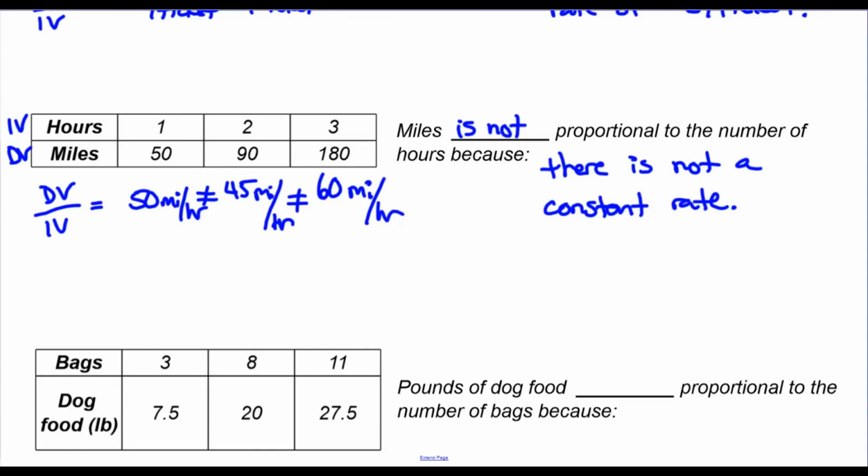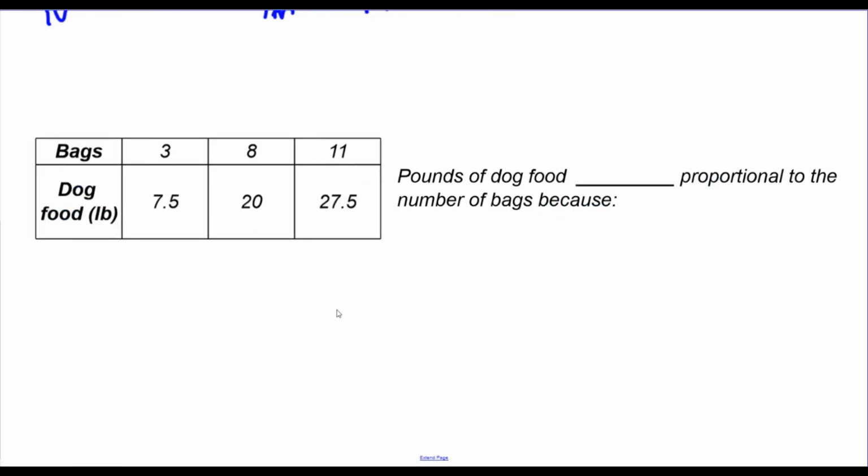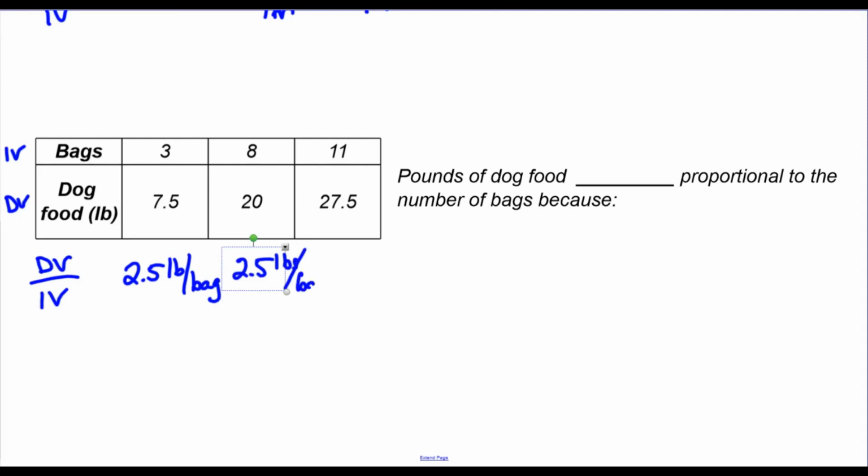And then let's take a look at this last one here. We have the number of bags that we're buying and the pounds of dog food that we have. So the weight of the dog food is the dependent variable, and the number of bags is the independent variable. So our unit rate is the dependent variable divided by the independent variable. And 7.5 pounds divided by 3 bags, that's 2.5 pounds per bag. 20 divided by 8 is 2.5 pounds per bag.